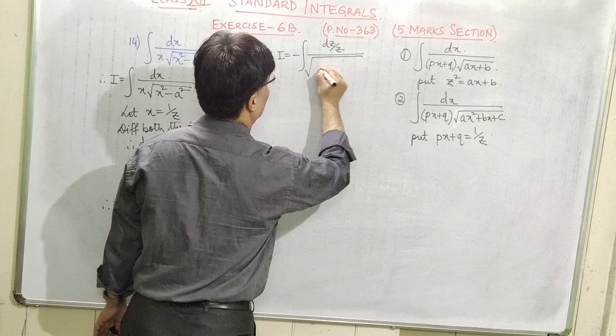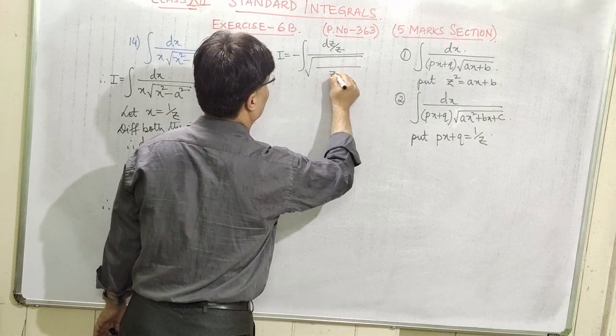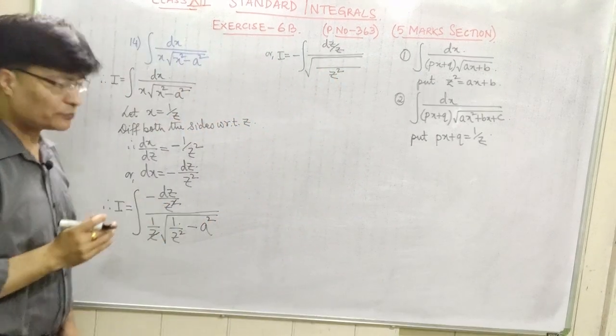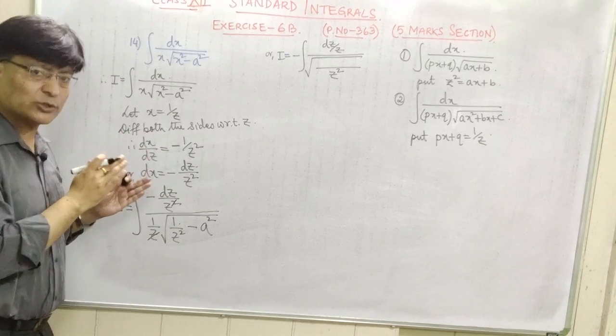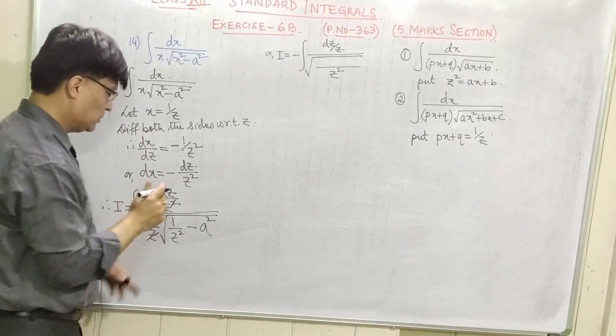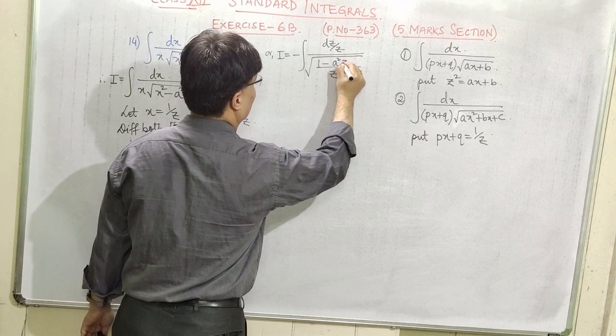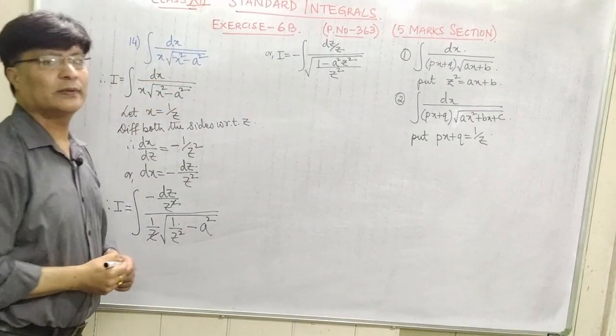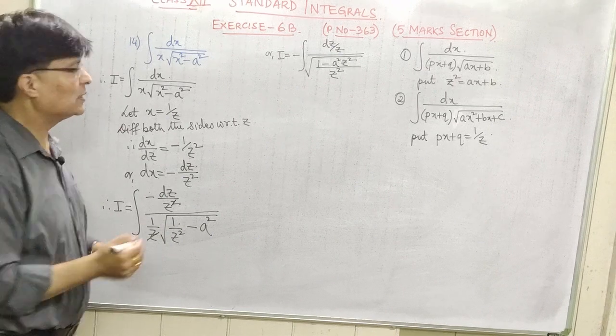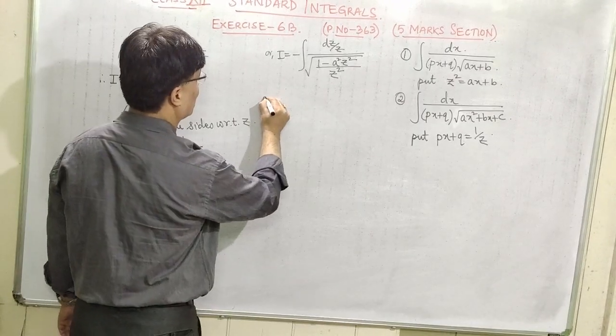Within the square root, what is the LCM? It is z squared. Within the square root, z squared is the LCM, isn't it? So this will be 1 minus a squared z squared. So I think you have understood it. So let us simplify it.